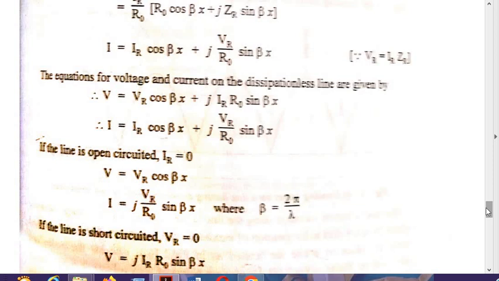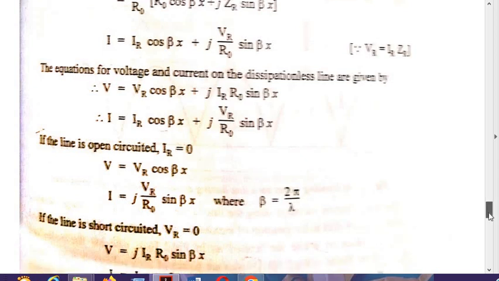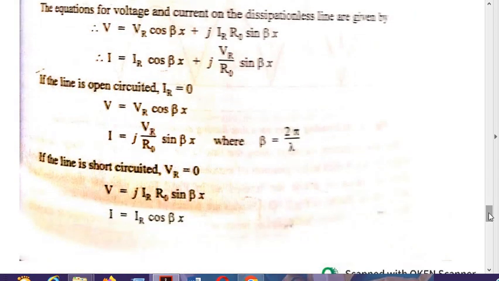So here, if IR is 0, we substitute IR equal to 0 in the voltage equation, and we get V is equal to VR into cos beta x. Similarly, in the current equation, if we substitute IR equal to 0, I is equal to j VR by Z naught sin beta x. If the line is short circuited, VR is 0, so the voltage equation becomes V is equal to j into IR into Z naught sin beta x, and I is equal to IR into cos beta x.